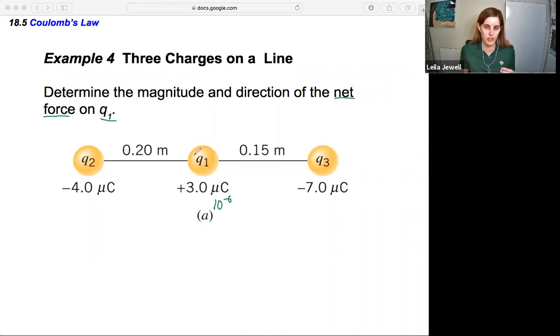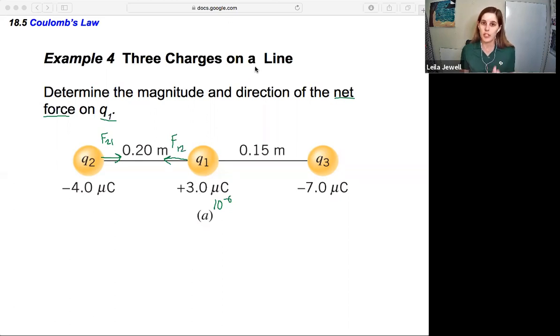What direction is going to be the force? What kind of force will there be between Q1 and Q2? Will it be attractive or repulsive? Well, these have opposite charges, so it will be attractive, right? Q2 will feel a force towards Q1, and Q1 will feel a force toward Q2. So that's a great first start, right?